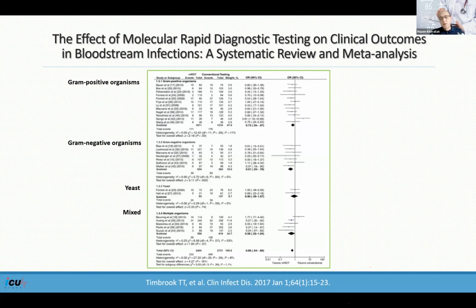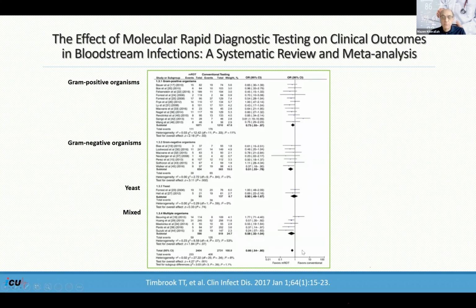If we do this with the context of antimicrobial stewardship program, the mortality is going to get better. And you can see here the gram-positive organisms. This is a meta-analysis of multiple studies together with a total of 2,200 patients altogether. Improved mortality with rapid testings. Gram-negative organisms, close to 1,200 patients, better mortality with using this test compared to conventional methods. In yeast, it did not matter much.